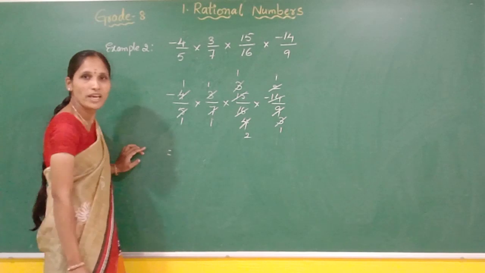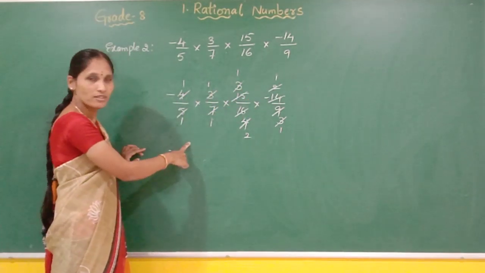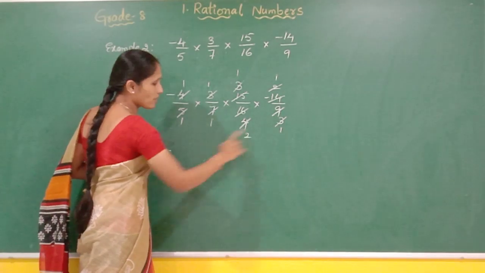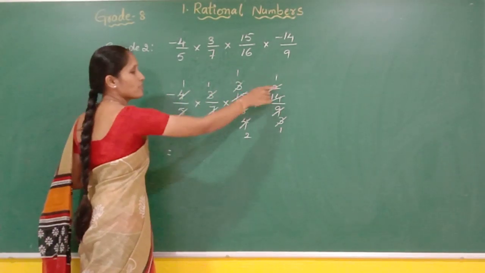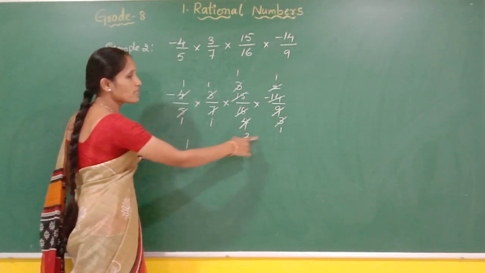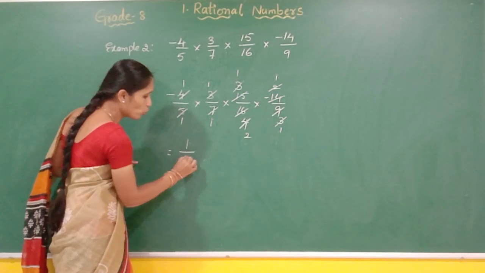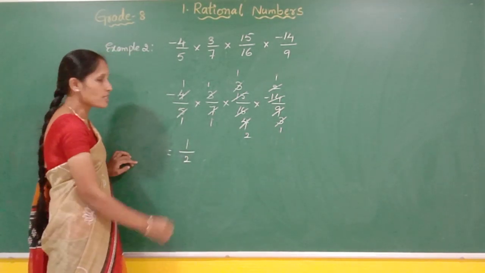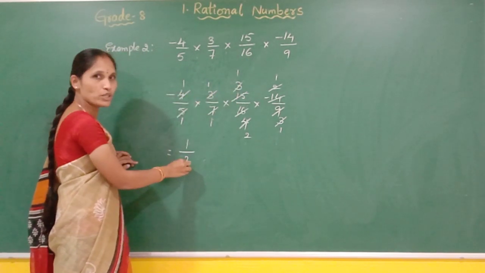Then how to multiply? Multiply all the numerators and write it in the numerator place. Multiply all the denominators and write it in the denominator place. What are the numerators here? That is nothing but 1. What are the denominators? 1 into 1 into 2 into 1. The product is equal to 2. What is the product of all these rational numbers? That is 1 by 2.